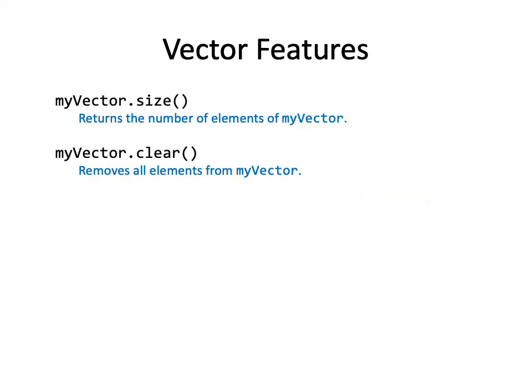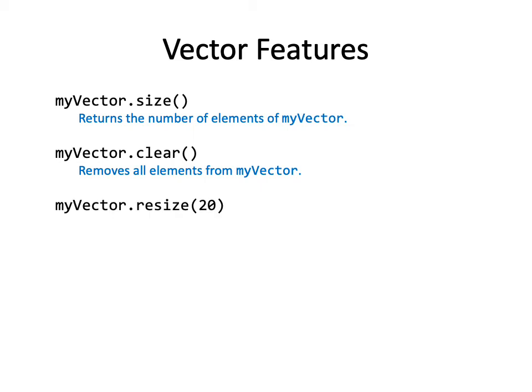There are some other functions too that I'd like to introduce. One is size. If you want to know how big the vector is, you can ask it. So myVector.size tells myVector to return its size. And size is a function that returns the size. Clear is another vector function, and if you do myVector.clear, it will remove all elements from my vector. You're telling myVector, empty yourself, clear yourself of all your elements.